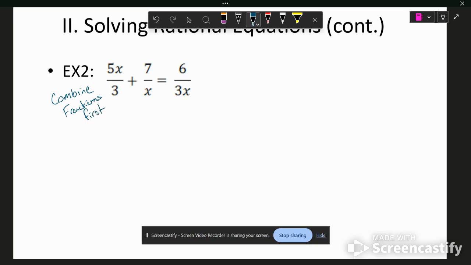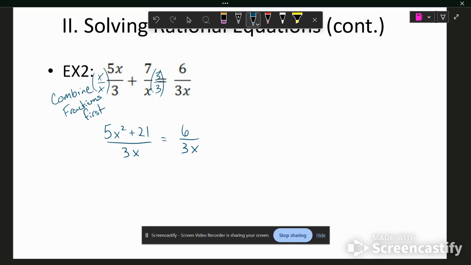So let's go ahead and do that. On this left side here, you're going to multiply by x over x. And on the right side here, 3 over 3. So 5x squared plus 21 over 3x equals 6 over 3x. So very similar to the first one of those extra problems that I showed you as an example.